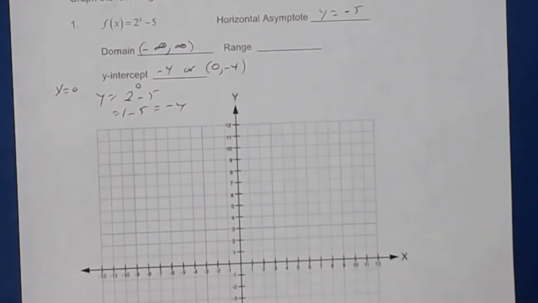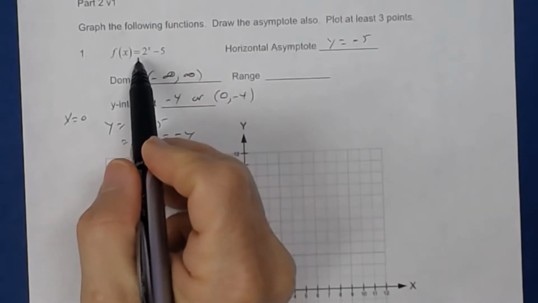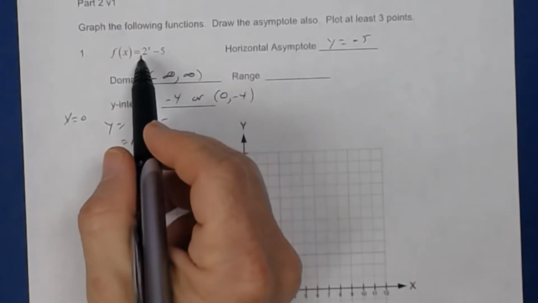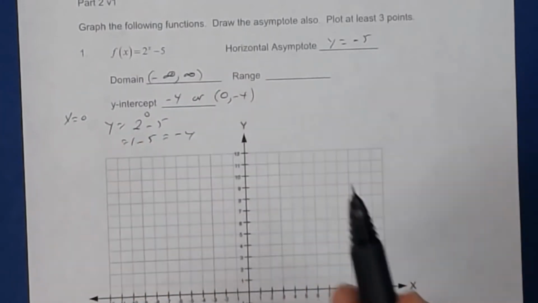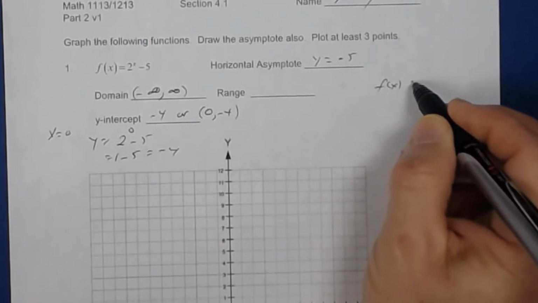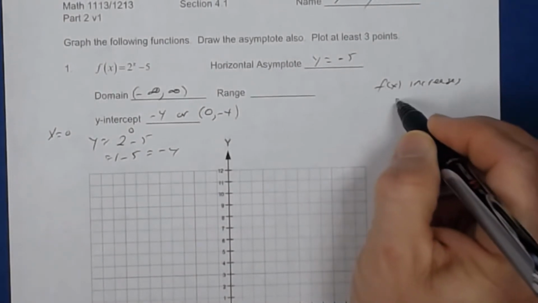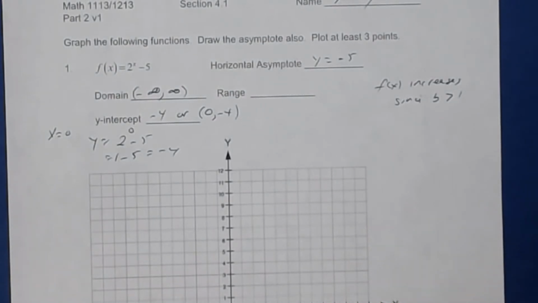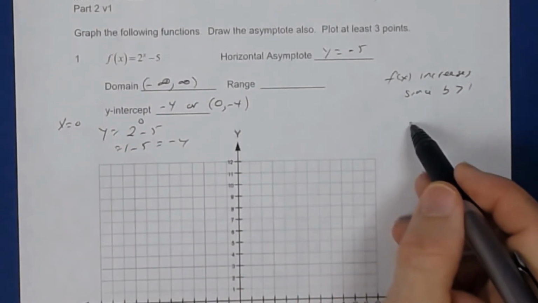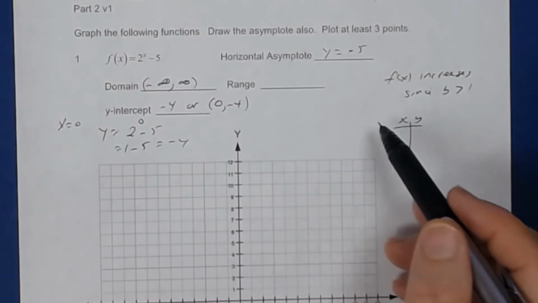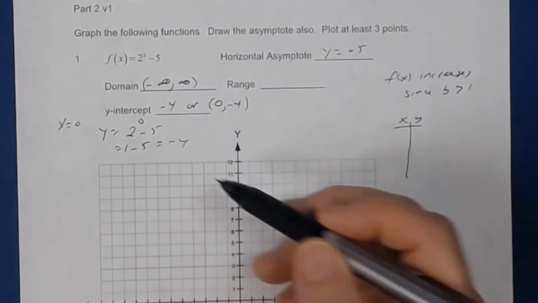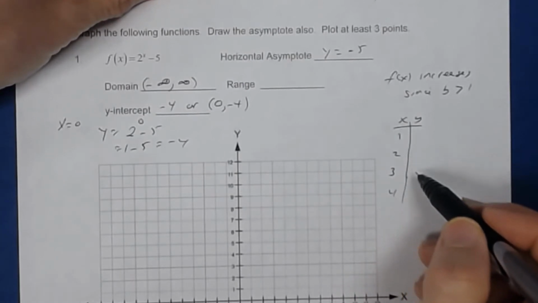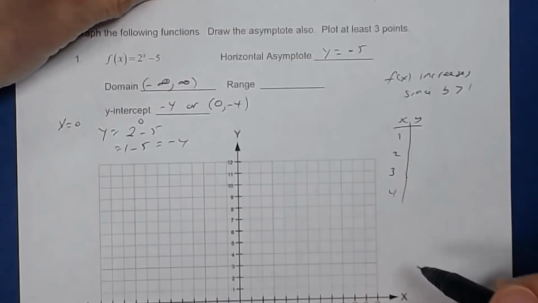Now one other thing that you remember is that if you look at the base, see where the exponent is just x? Now look at the base. Since the base is greater than 1, 2 is bigger than 1, this is going to be an increasing function. So f of x increases since the base is greater than 1. So that means that if I were to do a t-table, which I do because I need to plot 3 points, I already have 1. If I let x be 1, 2, 3, and 4, and so on, these y values will increase. My y values are getting larger and larger and larger.